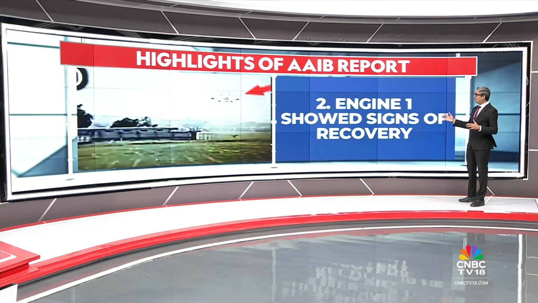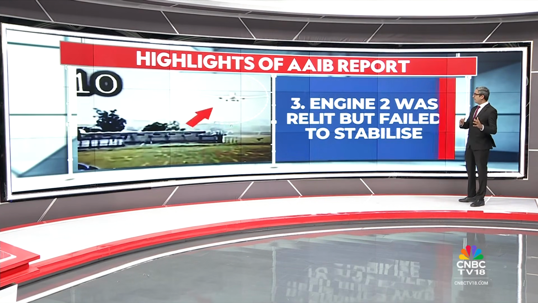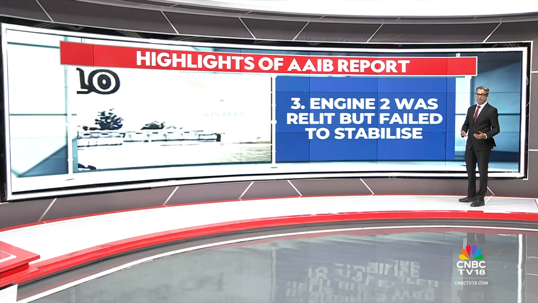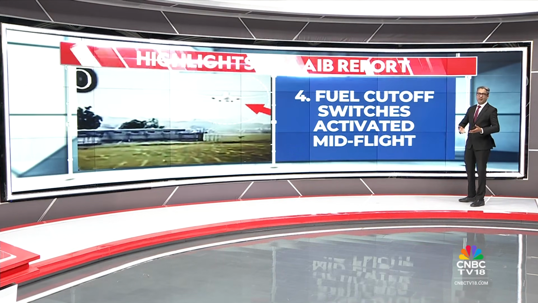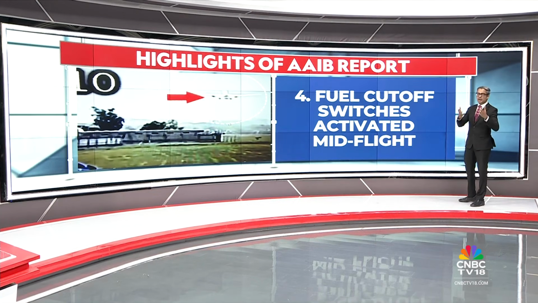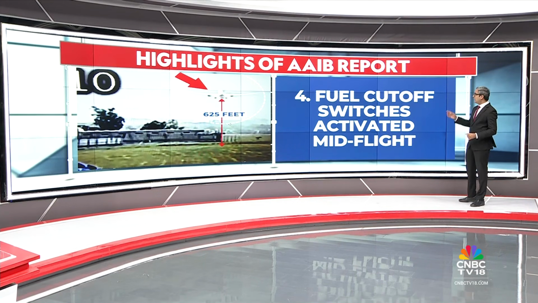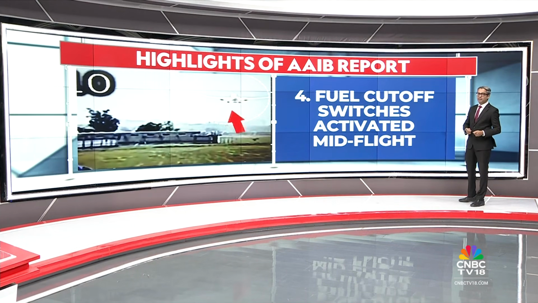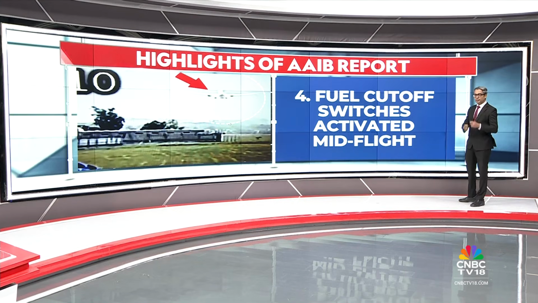We'll get to that in 1 second, why that fuel was cut off. Engine 2 was also relit, but it failed to stabilize. It was not able to generate enough power to give the aircraft enough lift and thrust to move up. It had reached only 600 feet. Number 4, and this is the most important point, the fuel cutoff switches were activated mid-flight. The pilots realized the fuel cutoff switches, which had to be on run, were on cutoff.